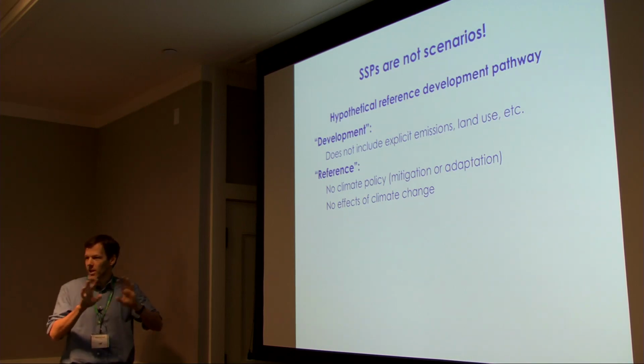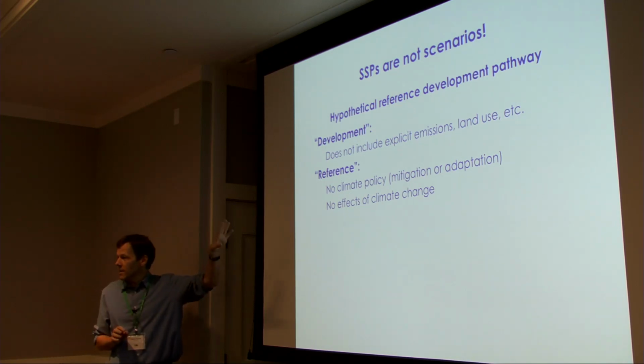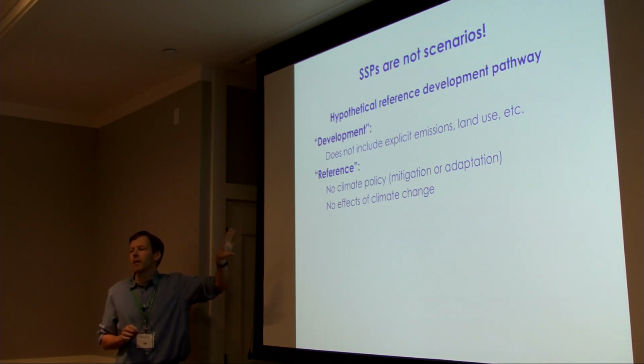It's a methodological step on the way to what you really want to do, which is a scenario that includes climate effects, climate impacts, policies, right? These are the things that people really want to study. What will be the climate impact on agriculture? What are the adaptation options? How difficult would it be to mitigate down to RCP 4.5? You don't get that from an SSP. The SSP is development only, doesn't have emissions or land use or energy use in it. It has no policy in it, and it has no climate impacts.